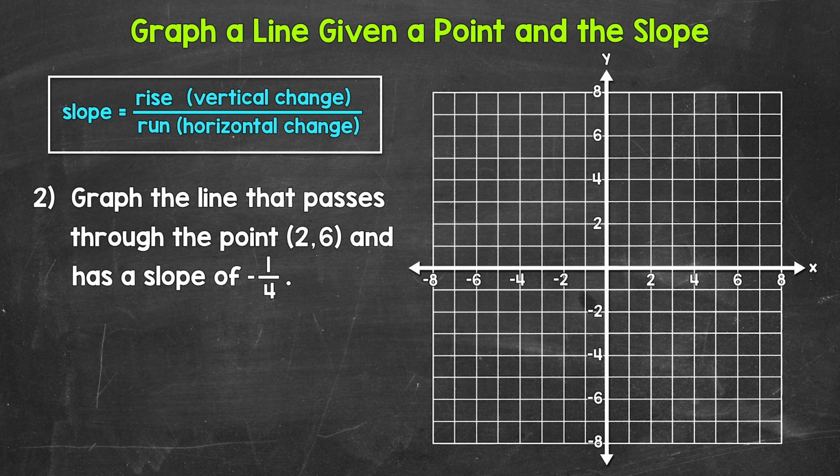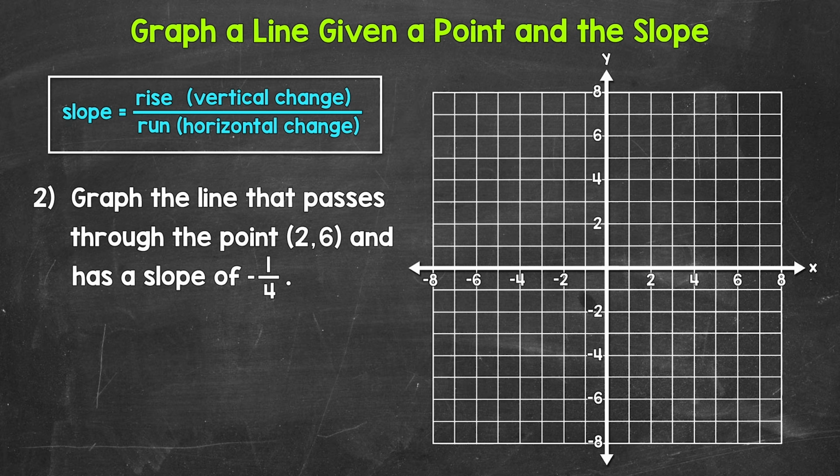Taking a look at number 2, we have graph the line that passes through the point 2, 6 and has a slope of -1/4, -1/4.